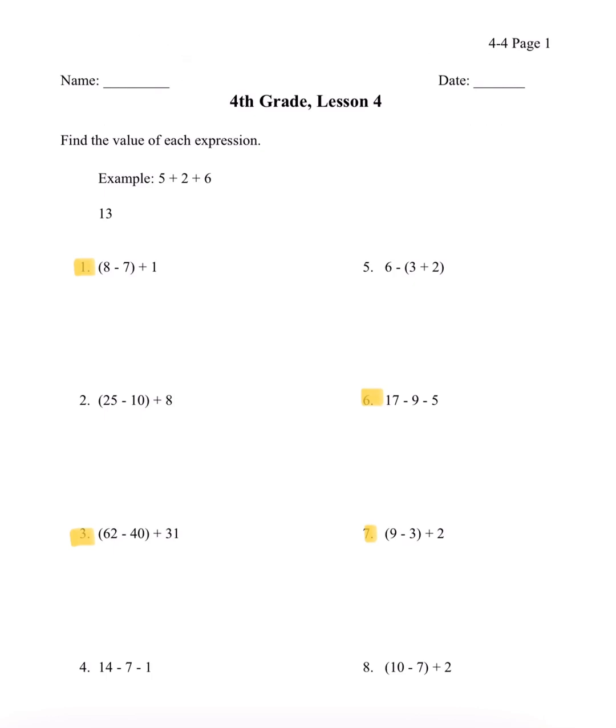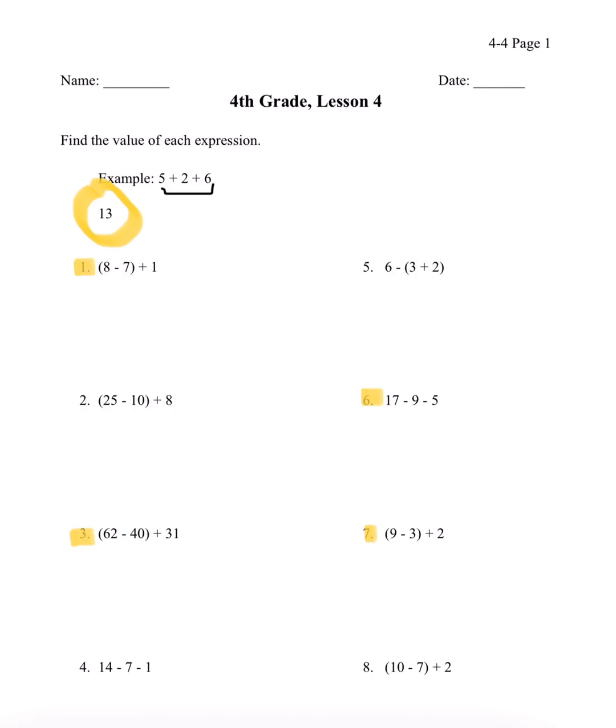So let's read the direction first. It says, find the value of each expression. In the example, it shows 5 plus 2 plus 6. And all we have to do is just add these. And when we add them, we get 13. So I'm going to be going over number 1, 3, 6, and 7.